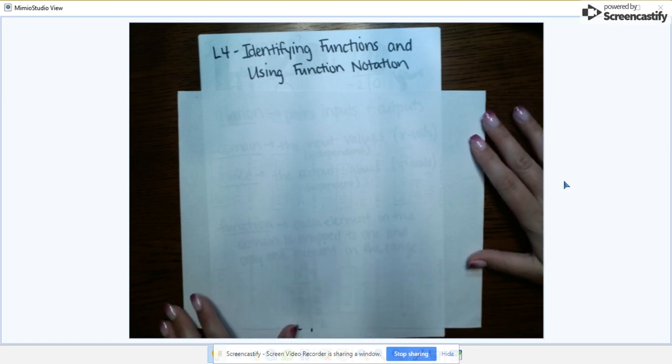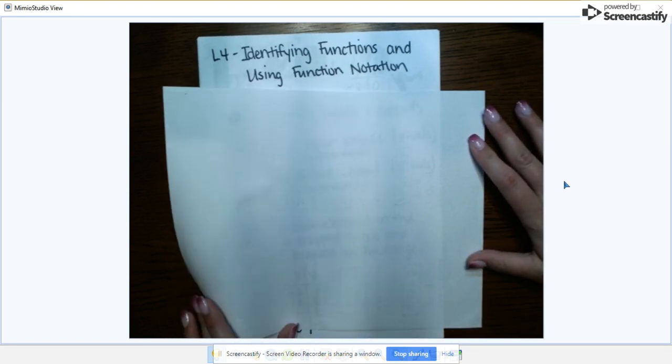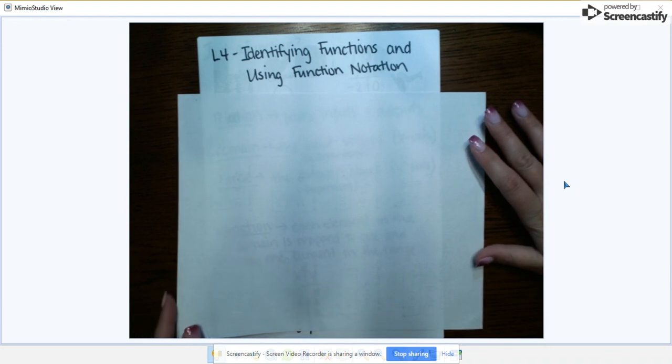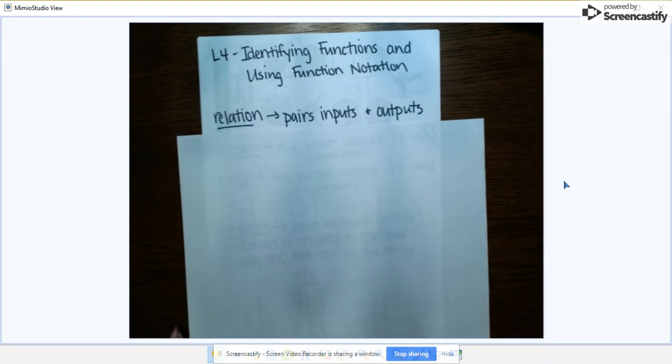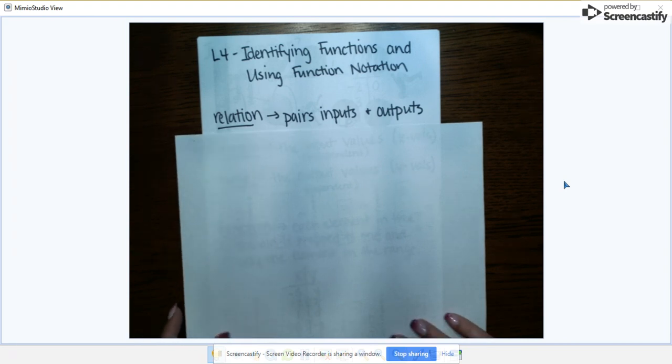Hello. Lesson 4 is going to talk about functions and function notation. So we have some definitions to start. A relation is going to pair two different things. So generally it's our inputs and our outputs, which are our x and our y's.